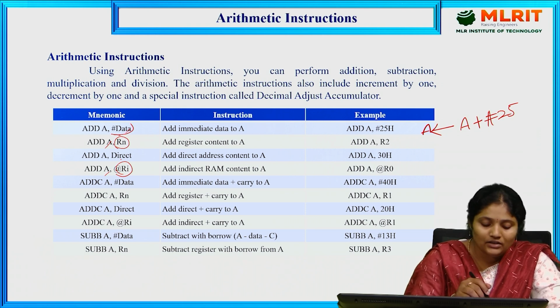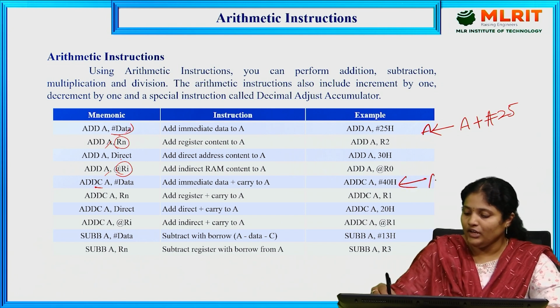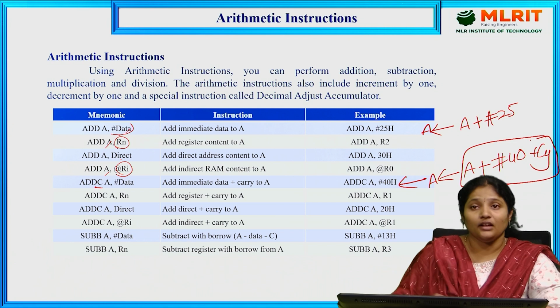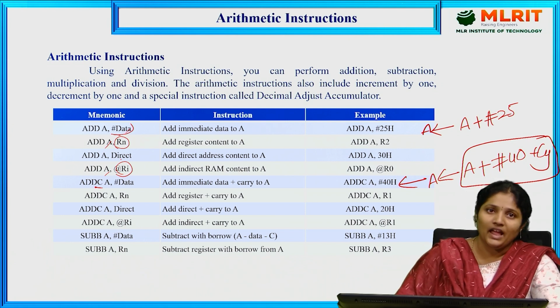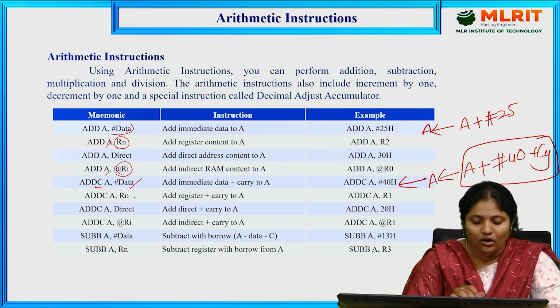The second addition operation is ADDC. Here the addition will be performed by using the carry. So the accumulator output will be A plus the data 40 along with carry. If carry is set, if carry is 1, that carry will be added to the output. It may be direct data, or it may be defined by using the register, or directly by the address location, or indirectly specifying the address location.